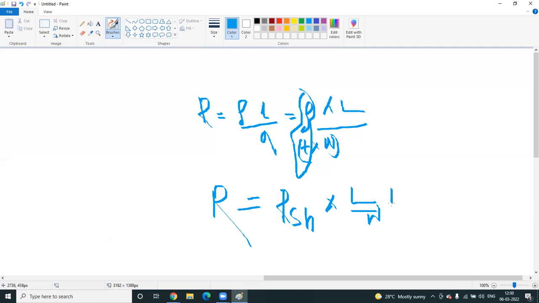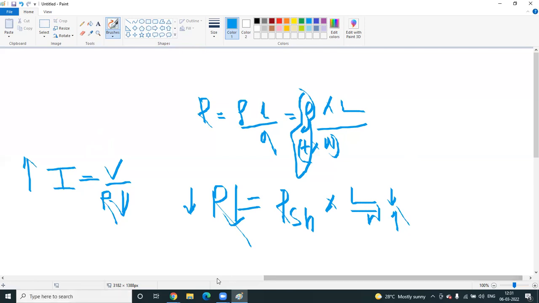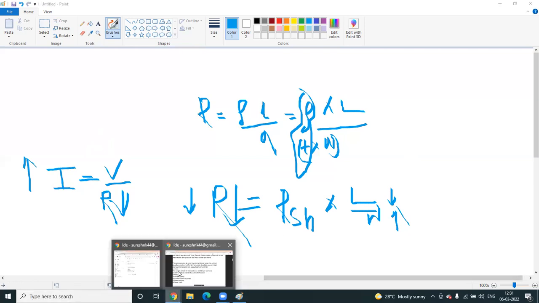If you reduce the length, resistance also reduces, then you can pass more current. So I equals V by R. If resistance reduces, current will be more. Secondly, if you increase the width, resistance reduces, and current will be more, so you can pass more current. This is how you remember. From this formula you can tell two or three points.